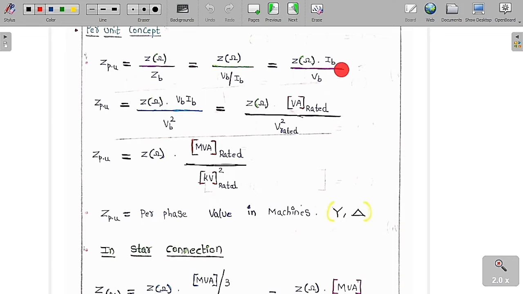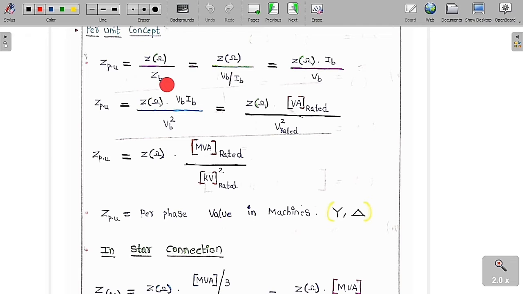Multiply the numerator and the denominator by V base. We are going to get Z into V base I base by V base square. This numerator is called the base power, and the denominator is the base voltage squared, so base complex power by base voltage squared. Simply, Z per unit is equal to Z into MVA rated by kV rated whole square. So these are the different formulas. Simply, Z per unit is equal to actual value by base value.